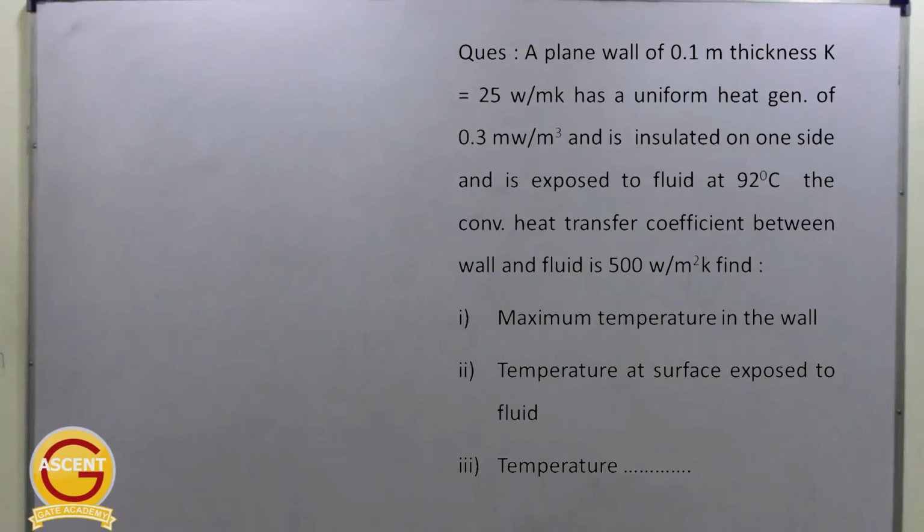Okay, let's see one more problem of this heat generation. So the question is, a plain wall of 0.1 meter thickness, thermal conductivity equal to 25 watt per meter Kelvin, has a uniform heat generation of 0.3 megawatt per meter cube and is insulated on one side and is exposed to fluid at 92 degrees Celsius. The convective heat transfer coefficient between wall and fluid is 500 watt per meter square Kelvin. Now he is asking to find maximum temperature in the wall, temperature at the surface exposed to fluid, and temperature profile.